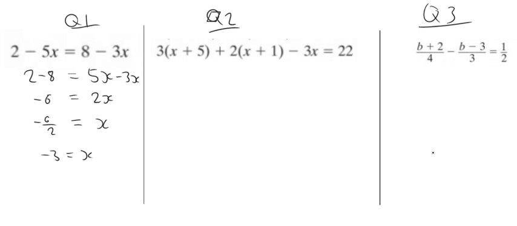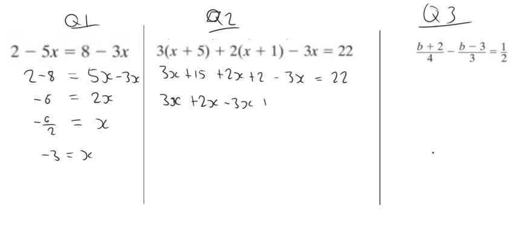Second question, I multiply into the brackets first. 3x plus 15 plus 2x plus 2 minus 3x is equal to 22. All of the x's are to one side. I'm just going to put them together. So we have 3x plus 2x minus 3x plus 15 plus 2 is equal to 22. I haven't moved anything across the equal sign there. I've just rearranged everything around on the left hand side. Therefore, none of the signs should change.